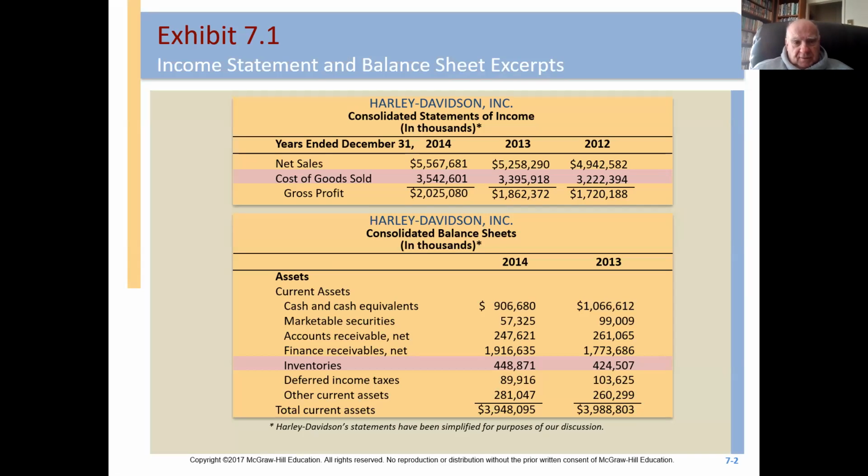So they're showing us an income statement here. Not too hard. Harley Davidson, net sales $5.5 million first year minus the cost of goods sold. Gross profit. Who knew, huh? Gross profit.